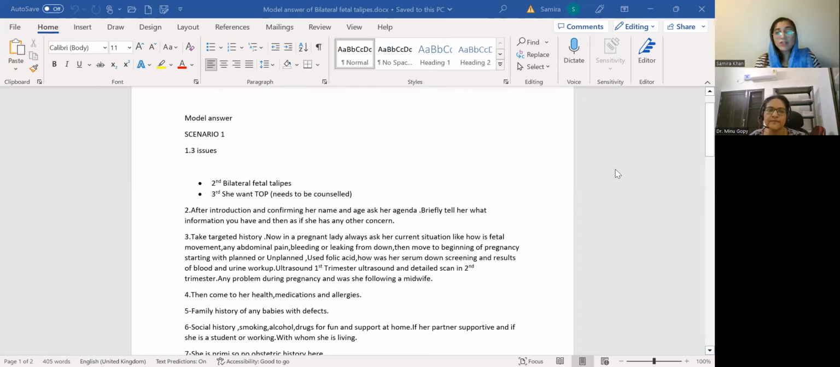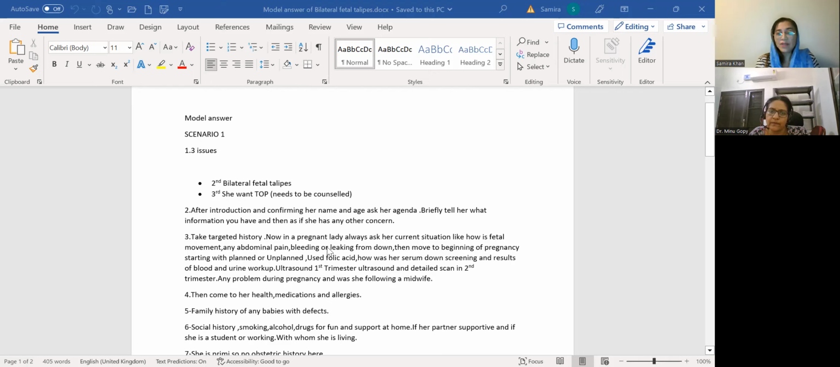So after introduction and confirming the name, you ask her about the agenda. You ask her whether she knows, or whether it is a kind of breaking bad news. So you were careful and you asked her. She knew. So briefly tell her what information you have, and ask if she has any other concern that she needs to discuss. So you asked her about her agenda.